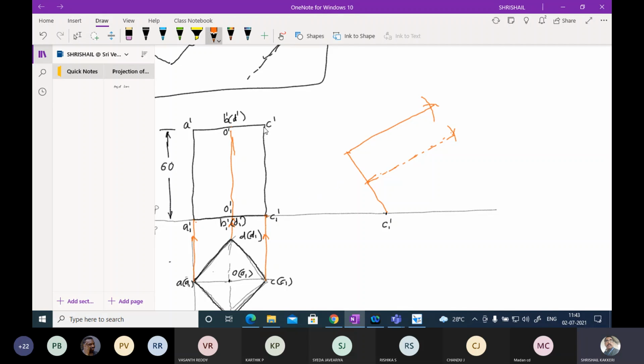Similarly, this length I am going to mark here by arc, and this length I am going to mark from here, and this will be the other. Okay, and you are going to join this. Once again, I'll explain this.